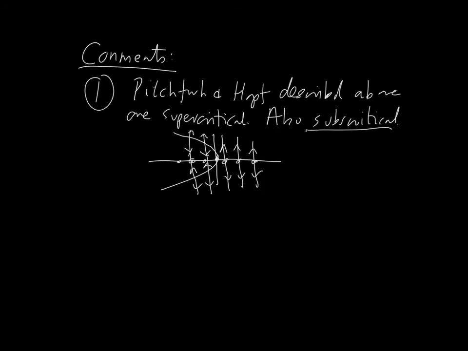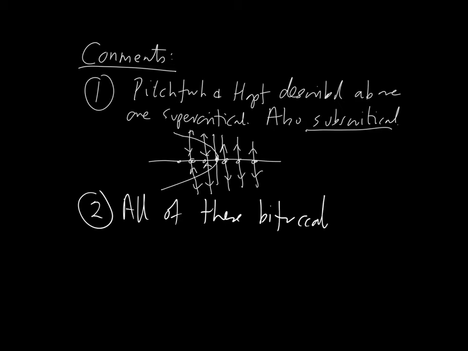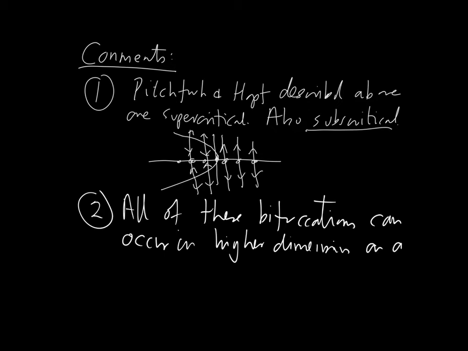Okay, a second comment is that all of these bifurcations can occur in higher dimensions as well. What you want to think of here is that they happen on the center manifold. So this ties in with the last unit. Okay, so in the next slide I'll explain how you see that.